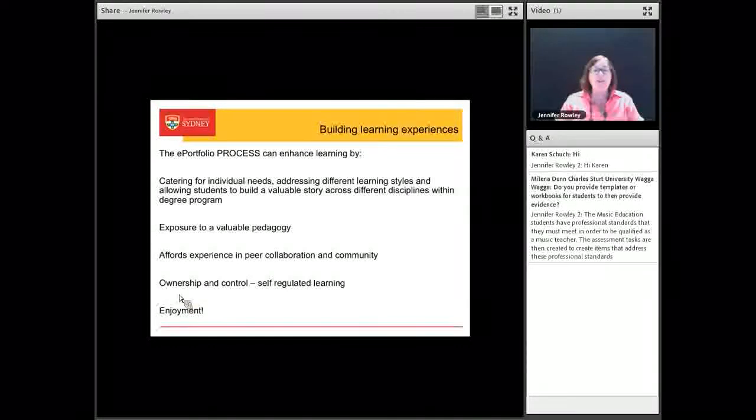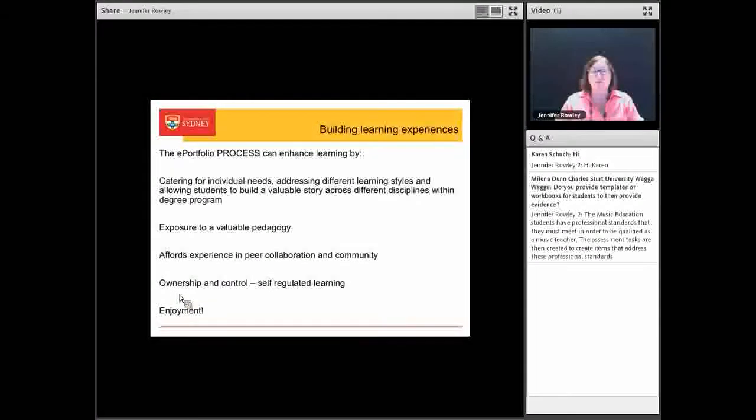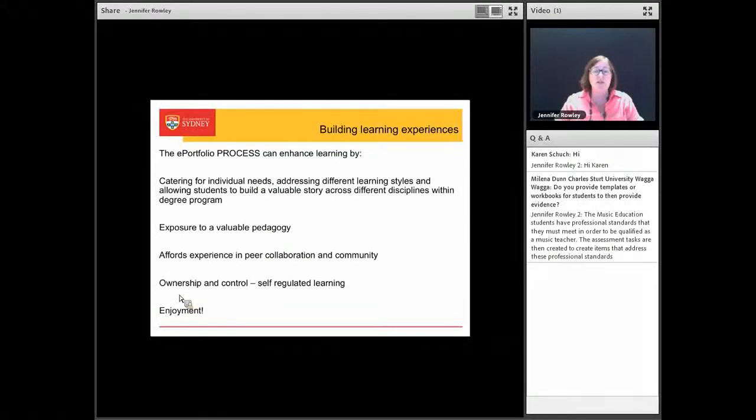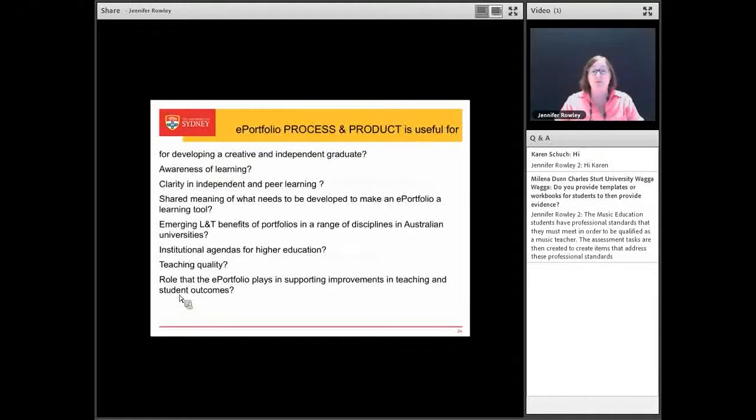I think these are the things that you need to talk about in either your discipline-specific groups or in your institutional groups, so that you understand whether or not there's a learning and teaching benefit of introducing the portfolios or continuing to work with the portfolios. Certainly for us, there are institutional agendas for higher education to not just meet teaching quality, but also to explore areas of work readiness or employability.